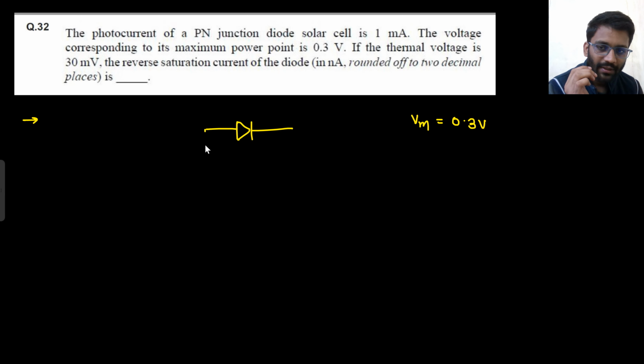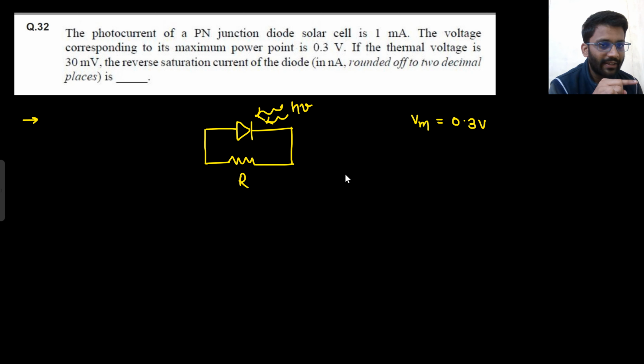So this is the diode. Diode means the solar cell here, and we have a load resistance R. Light would be coming, and because of this light, we will have photocurrent in the diode, from N to P. So this is my photocurrent. Because of this photocurrent, there will be some voltage developed across the resistance R. That will be voltage V.